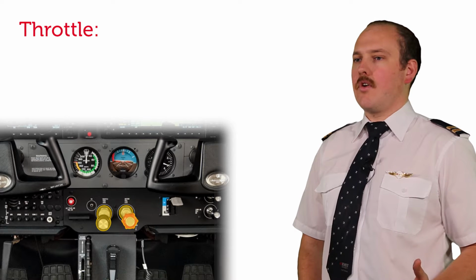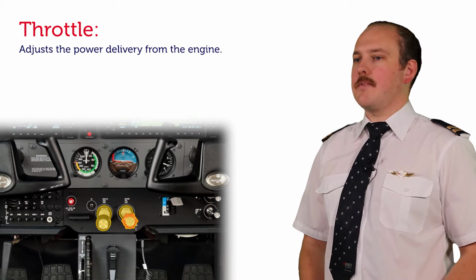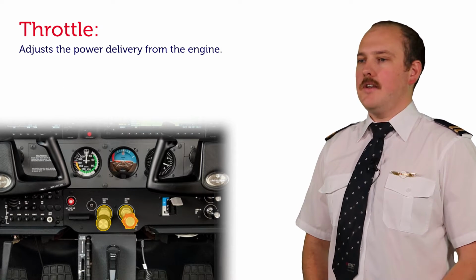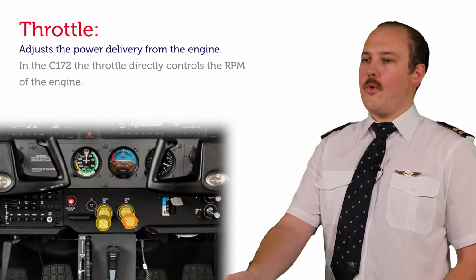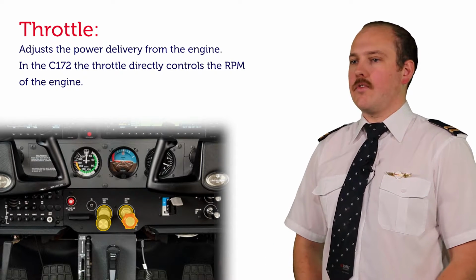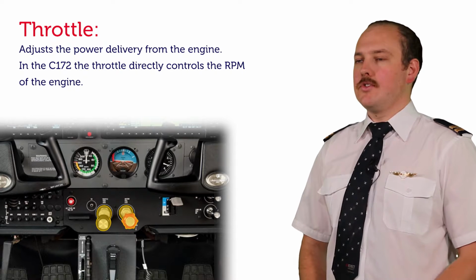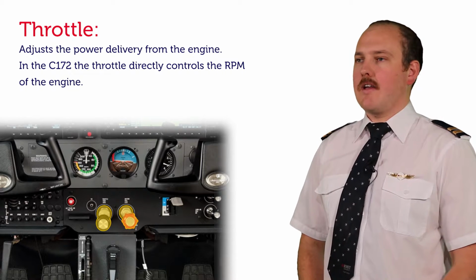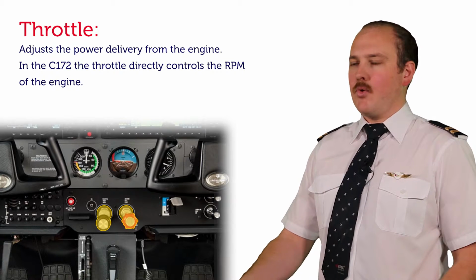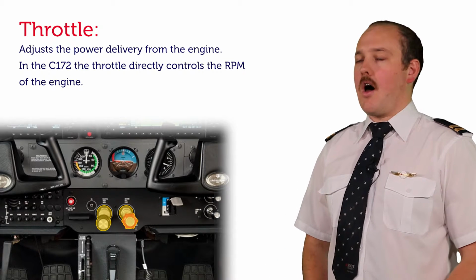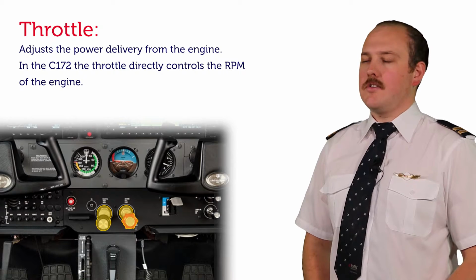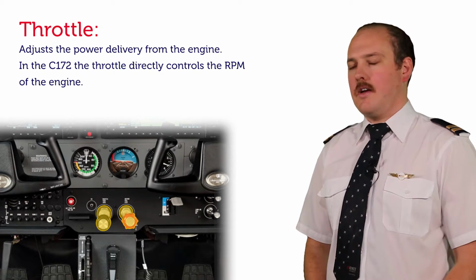We also have the throttle. Now the throttle adjusts the power delivery from the engine. If we push the throttle all the way in, or full power, full throttle, the aircraft is going to increase the RPM, or the revolutions per minute, and it's going to accelerate quite quickly. If we then pull that throttle out to idle, there's no power to the engine, which means the aircraft is now going to slow down quite quickly.